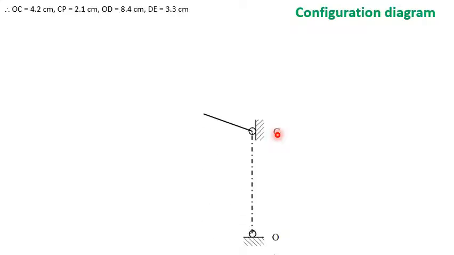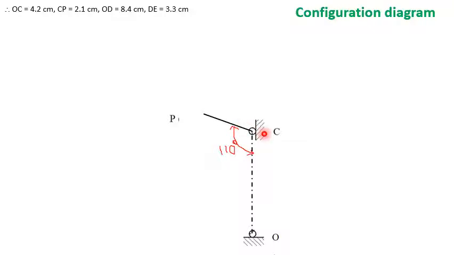So next step, we have to draw the crank CP. We have to draw this crank CP whose length is 2.1 centimeter, and also this inside angle OCP is 110 degree. So we have to draw this CP line by taking a length 2.1 centimeter and inside angle 110 degree. So this is the second step.